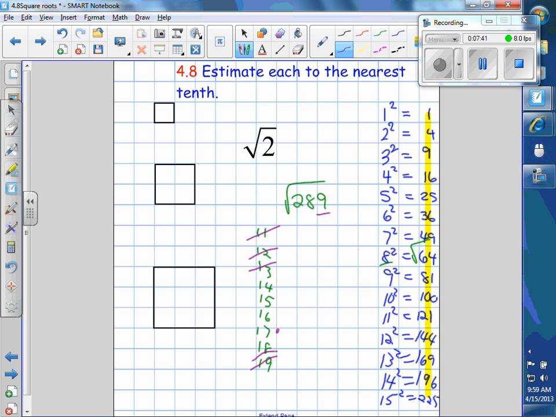6 times 6 is 36. 5 times 5 ends in a 5. 4 times 4 ends in a 6. The only possible number that could be a perfect square, if 289 was a perfect square, is the 17. And we just did that a minute ago. 17 times 17 is 289. So it's not that hard to memorize them all.